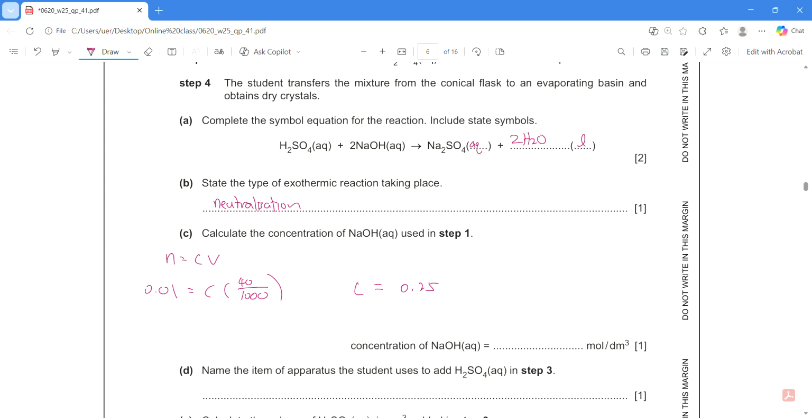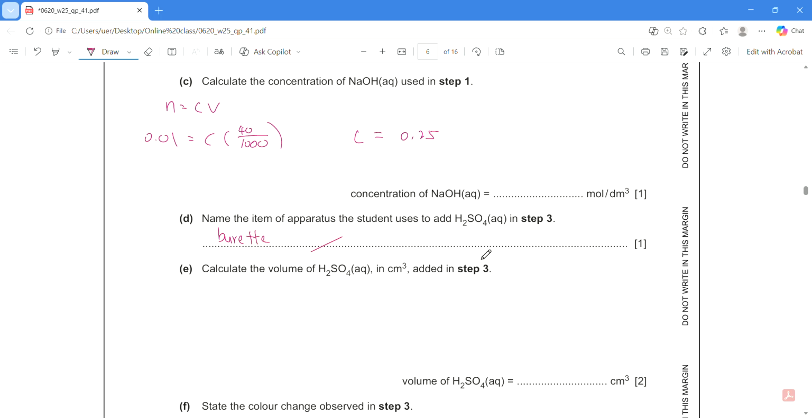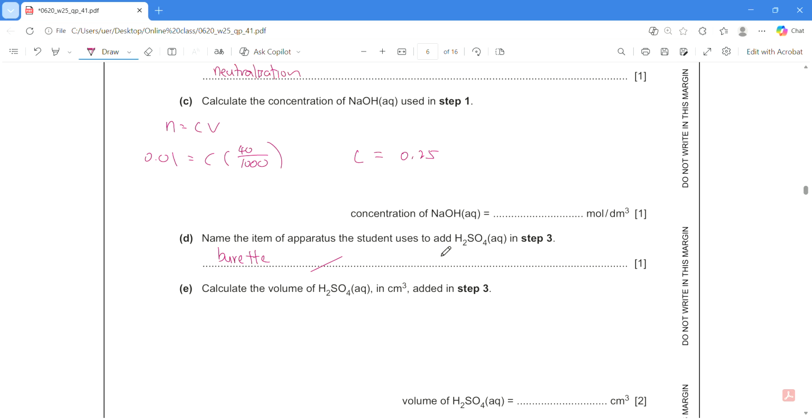Okay. D. Name the apparatus used to add H2SO4. For neutral addition, the method we use is titration. The long tube thing where we add the reactant drop by drop is called burette.